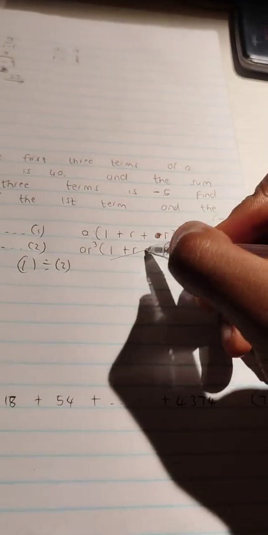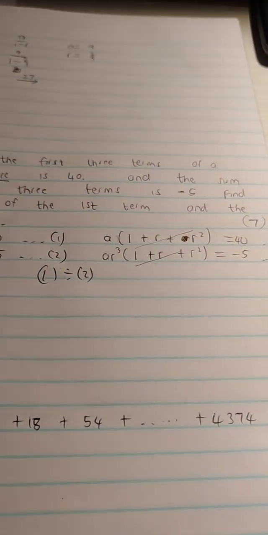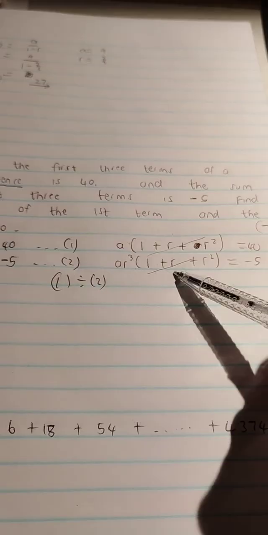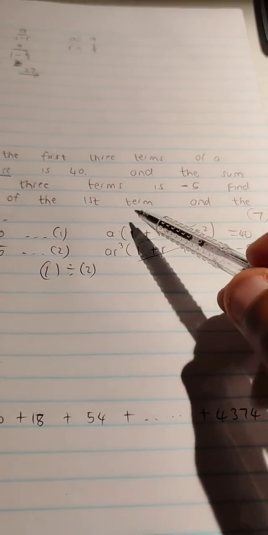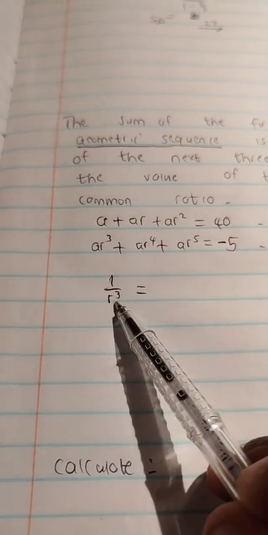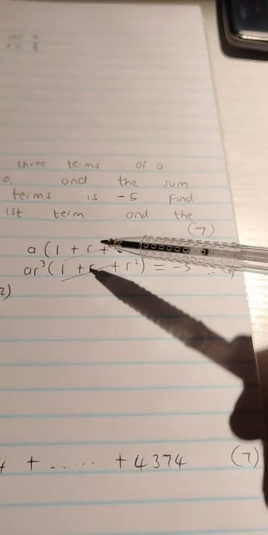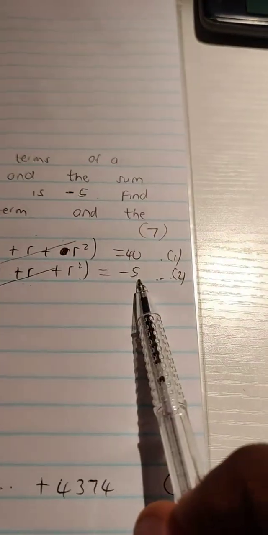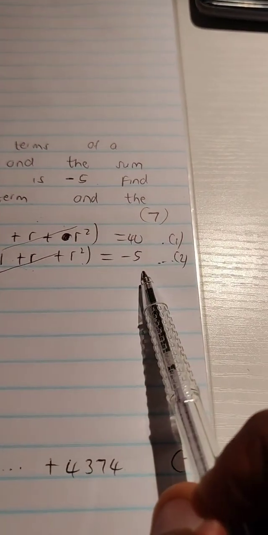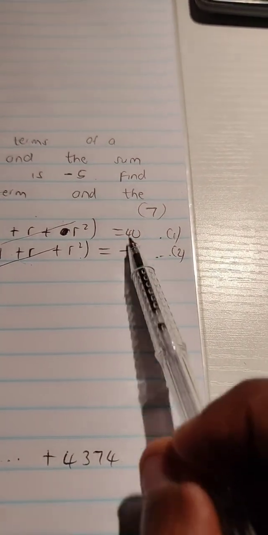Remember that this cancels out because it's common when we divide. It leaves me with 1 and 1 at the top. So at the top, in actual fact, I'm left with 1. Okay, there, 1 over R to the power 3. Because I've divided equation 1 and equation 2. On the left-hand side, I'm left with 1 over R to the power 3. Let's go to the right-hand side. On the right-hand side, 40 divided by -5. Guys, what's 40 divided by -5?